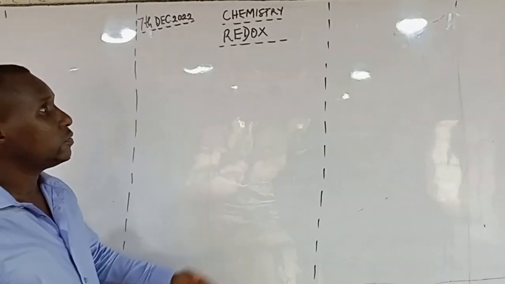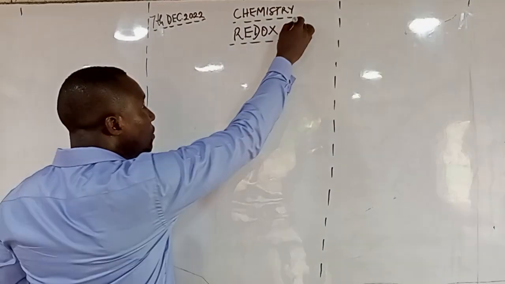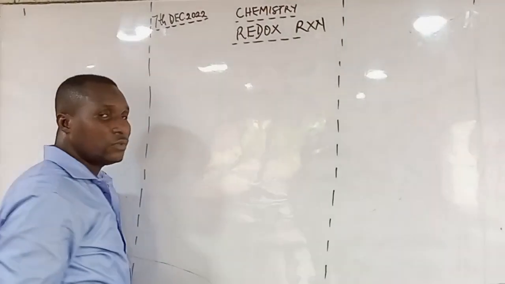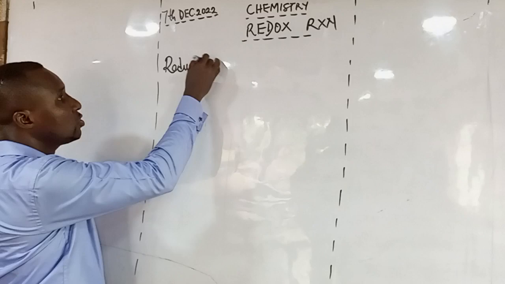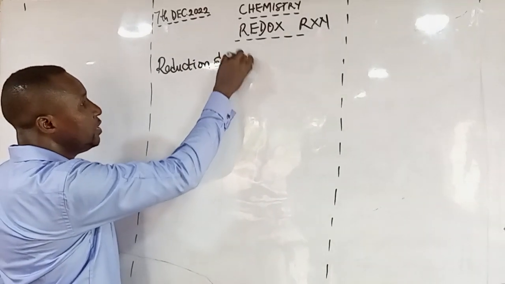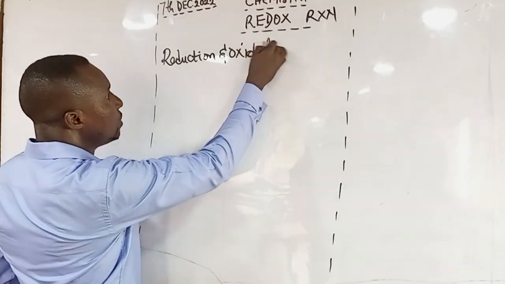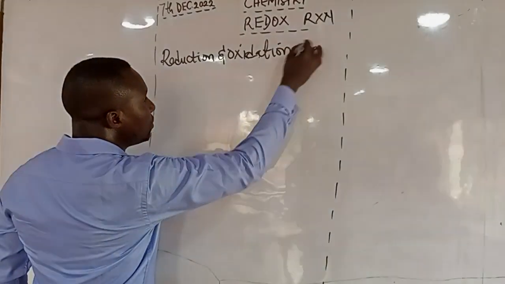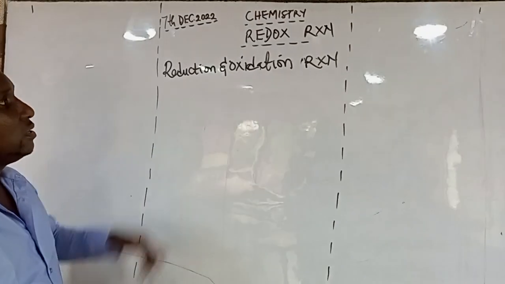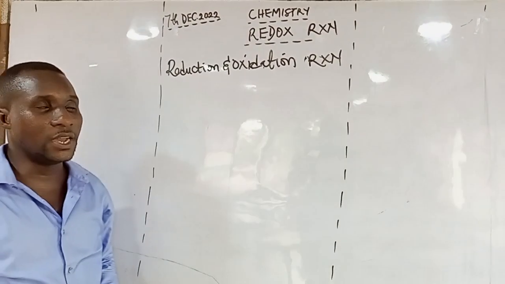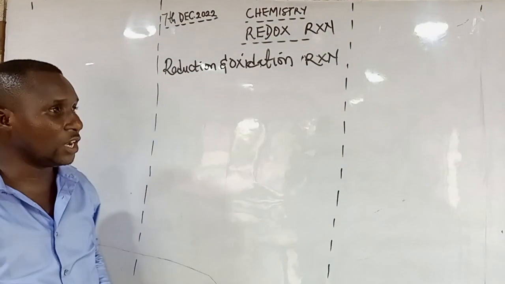In this video, we shall discuss redox reaction. Redox reaction simply means reduction and oxidation reaction. The abbreviation of reduction and oxidation reaction is called redox reaction.